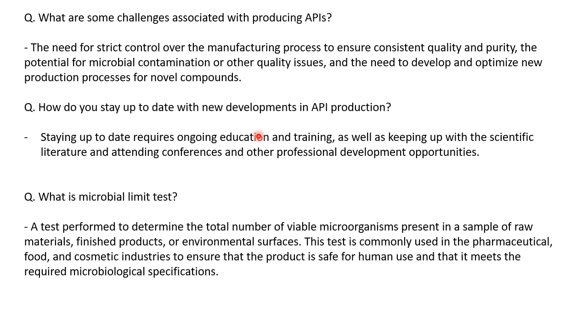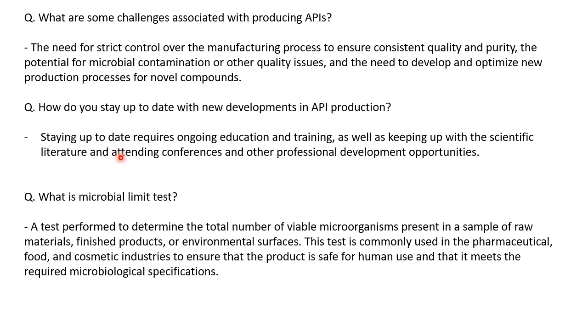Okay, so the next question is, how do you stay up to date with new developments in API production? As you know, microbes keep on emerging, or not just microbes, there are other illnesses and diseases for which we need a drug to be produced. So new drugs, new API, that means active pharmaceutical ingredients, are coming up. So how do we stay up to date with these new developments?